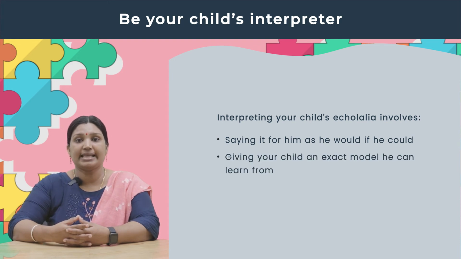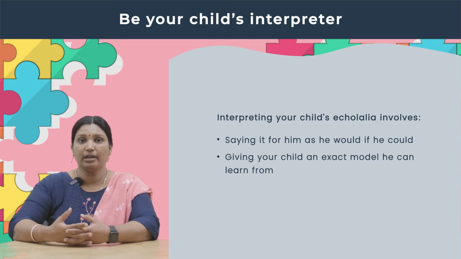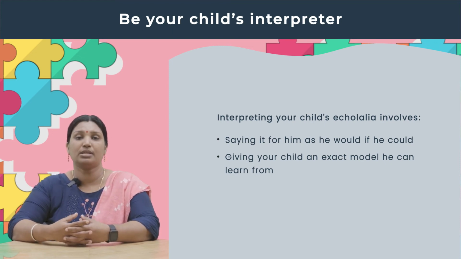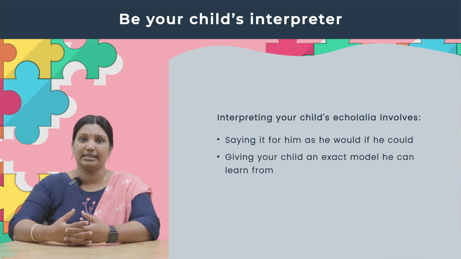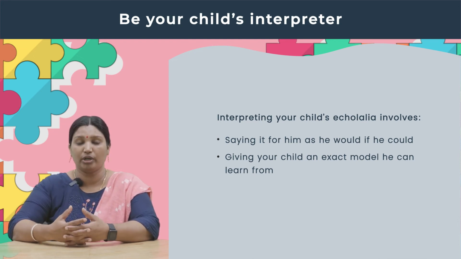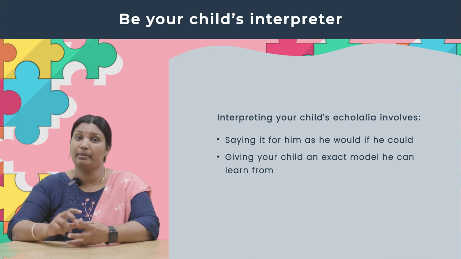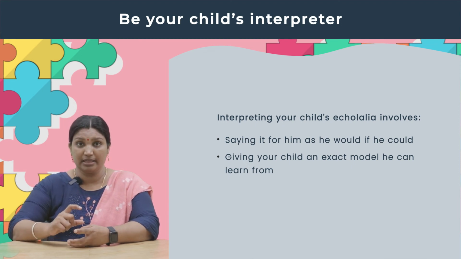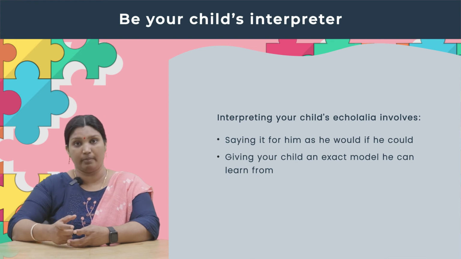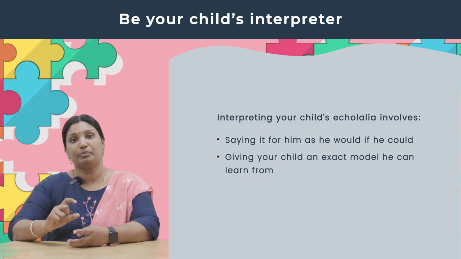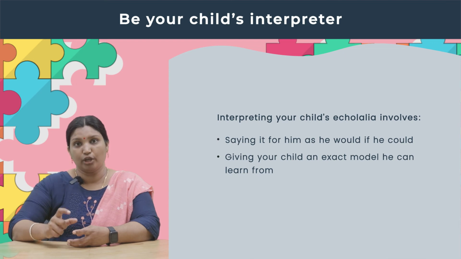Giving your child an exact model, he can learn from you. That is, whenever he is echoing, just give him a model of the communication context, the words to be used, the structure of the sentence, and then get him whatever he wants. Interpreting a child who uses echolalia means saying it exactly as he would if he could. Sometimes you might need to use the word I for me. Usually there will be pronoun reversals, like your child may use you instead of I or me, and you can just repeat the sentence putting the correct pronoun for your child.